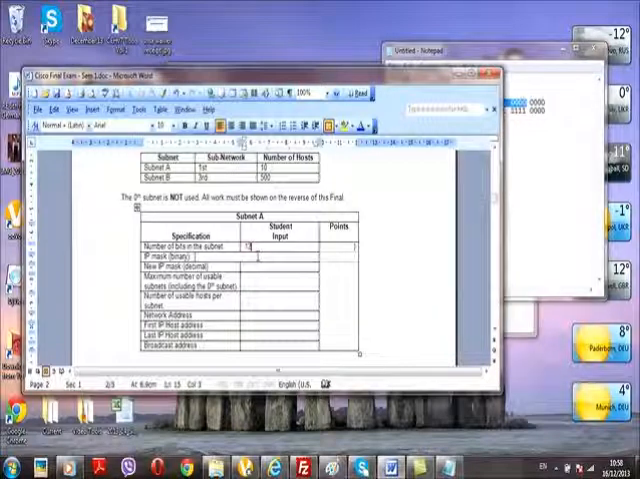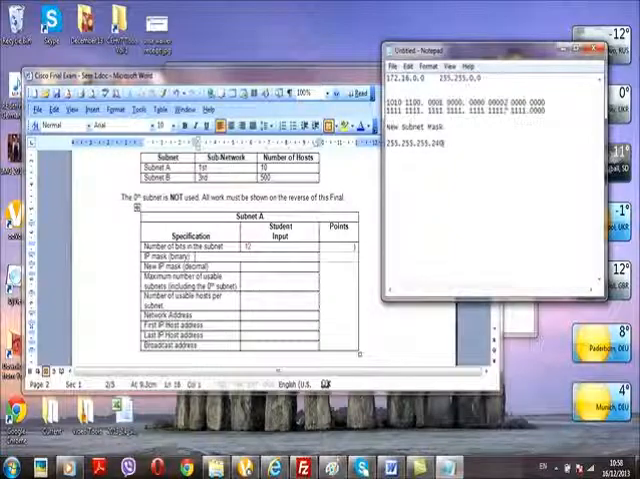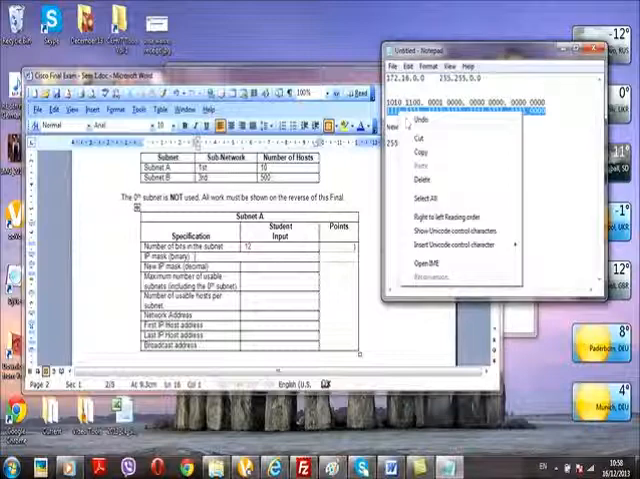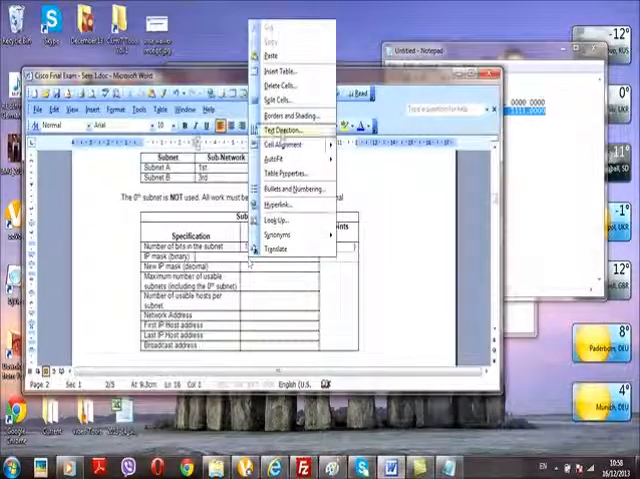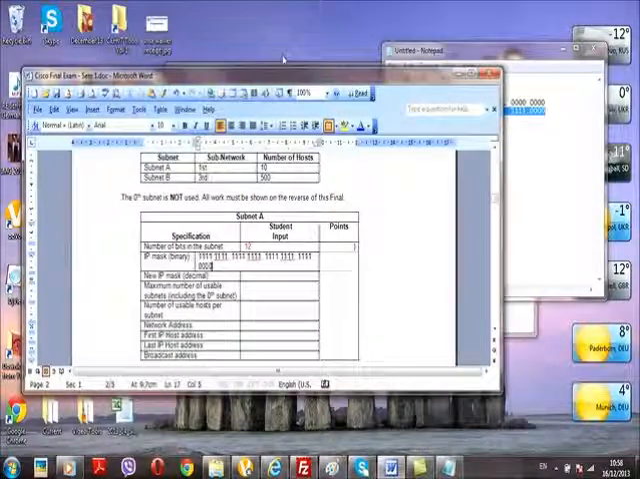The IP mask in binary. All we need to do is just highlight this thing here, copy, so I don't need to type it out again. In binary, paste. New IP mask in decimal, and we get 255.255.255, so that's the subnet portion on, and 240 right at the end.